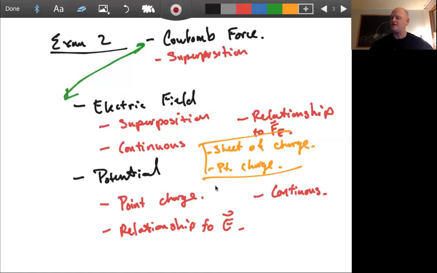And then what is the relationship between the electric force and the electric field? Those are just related by the charge, right? So these types of scenarios. For the potential, again here, potential of point charge, relationship to the electric field, and then continuous fields themselves or continuous charge distributions. Good.